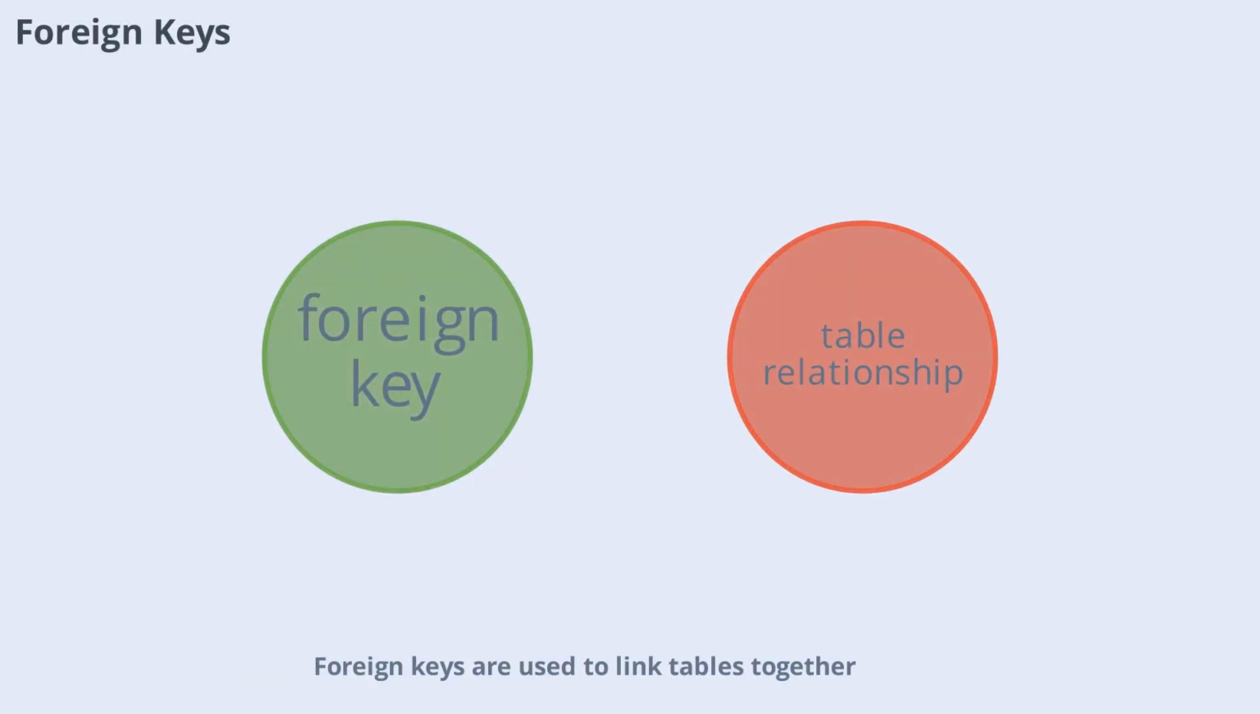Foreign keys are used to link tables together. A foreign key in one table points to a primary key in another, creating a relationship between the two. For example, an order table might have a customer ID as a foreign key, linking each order to a specific customer. This allows for complex queries and ensures data consistency across related tables.